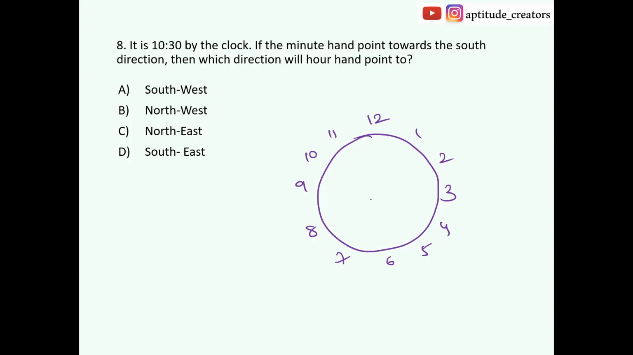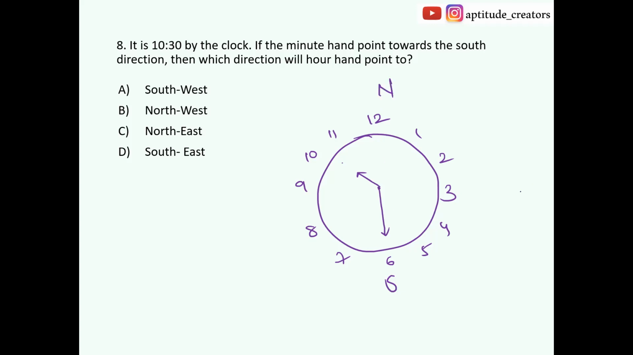If the minute hand points towards south direction. Okay. 10:30. Here I can draw like this. This is 10 and this is 10 and this is 30. Okay. Yes. 10:30. I'm very poor in drawing, please try to adjust. If the minute hand points towards south direction, which direction does our hand point?